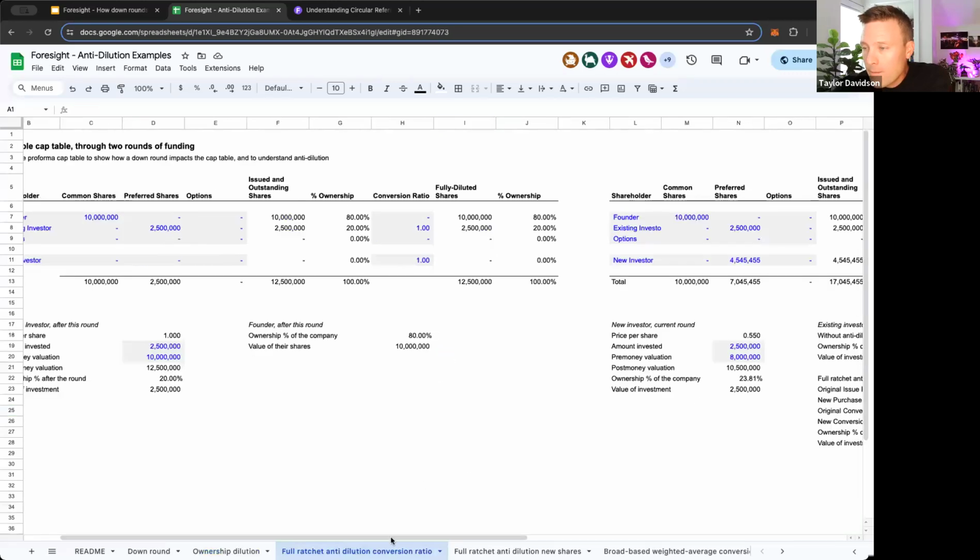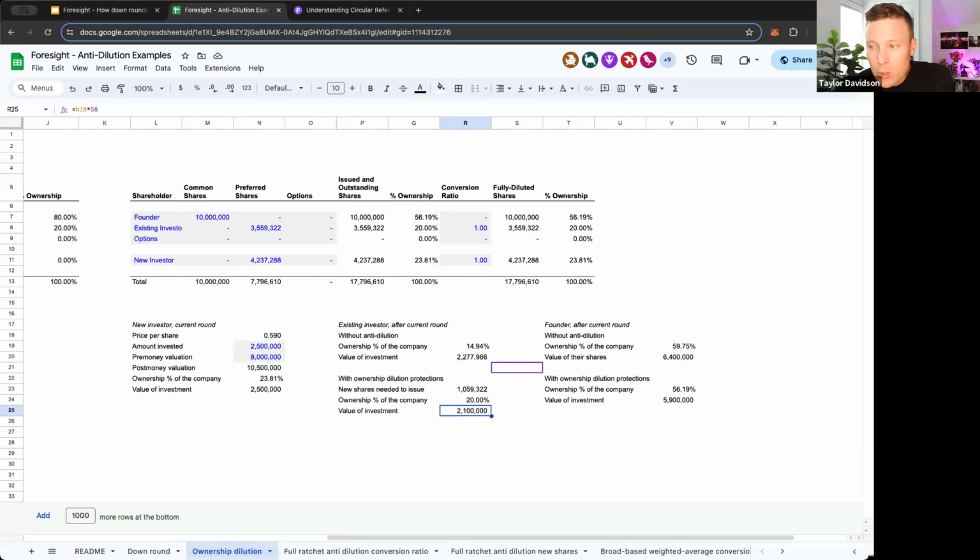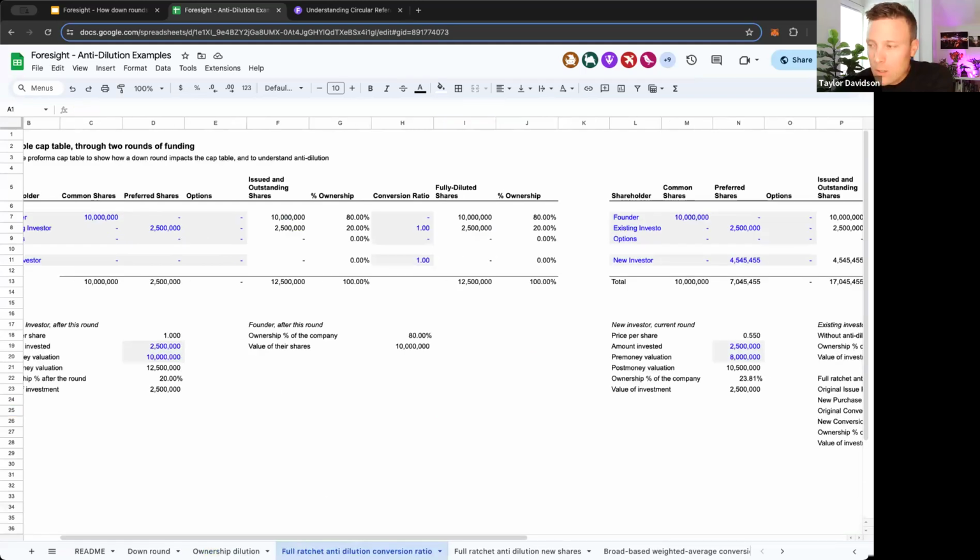Now, the other example here is not ownership dilution, but value dilution. And so the couple of example sheets here go through different ways to calculate value dilution, right? So full ratchet, broad-based, and narrow-based, and both adjusted conversion ratio as well as issuing new shares.